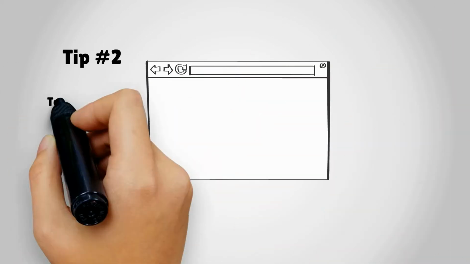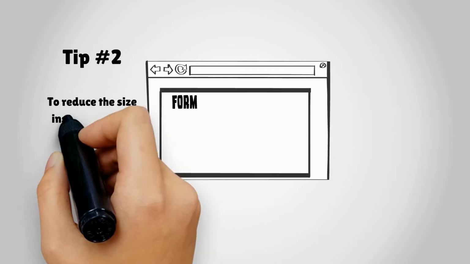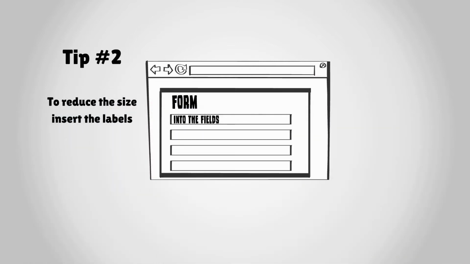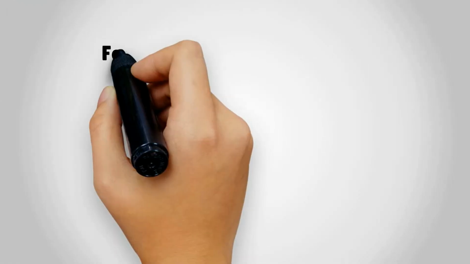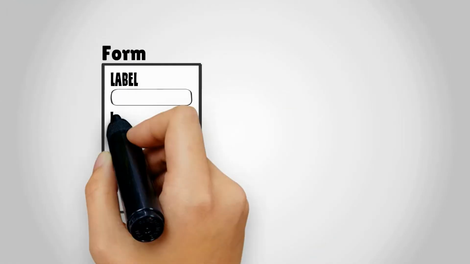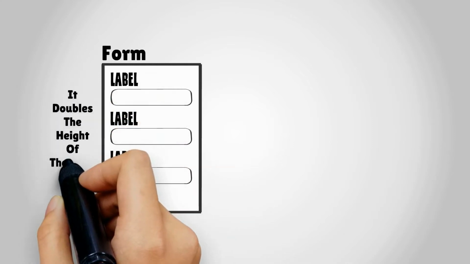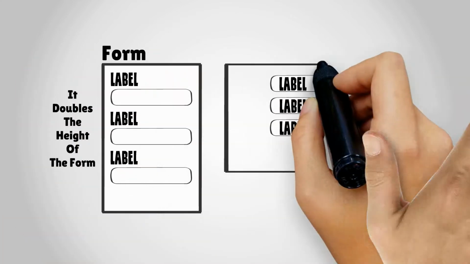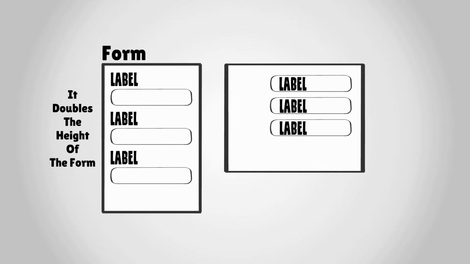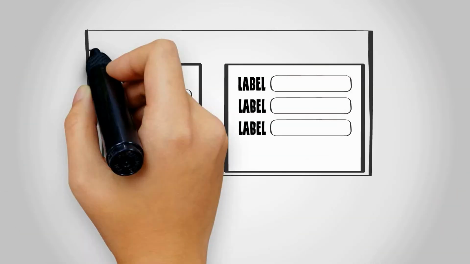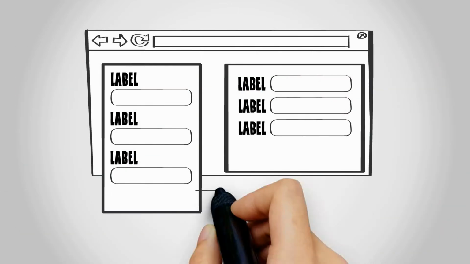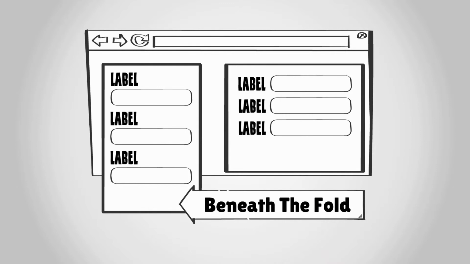Tip number 2. To reduce the size of a form, it's good to insert the labels directly into the fields themselves. If a form is created with a label stacked over a field, over a label over a field, over a label over a field, it doubles the height of the form. It's better to insert that label right into the field, or at least make them side by side, so it doesn't take too much height and push the bottom of the form beneath the fold.